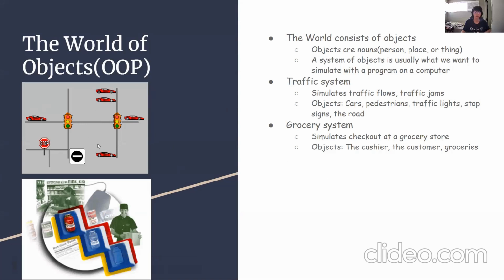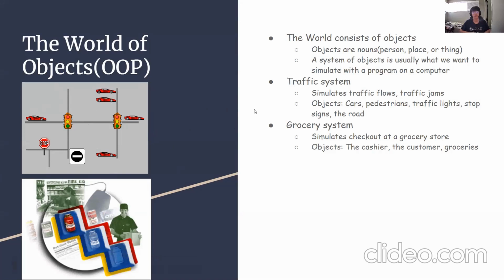Now, what we're trying to simulate here is this entire setup. We're trying to simulate all the cars moving around according to the traffic lights, maybe stopping at the stop sign, pedestrians walking by. And that's how the world works. We create the world, and then our program is meant to simulate it, meaning to make everything move how it's supposed to.